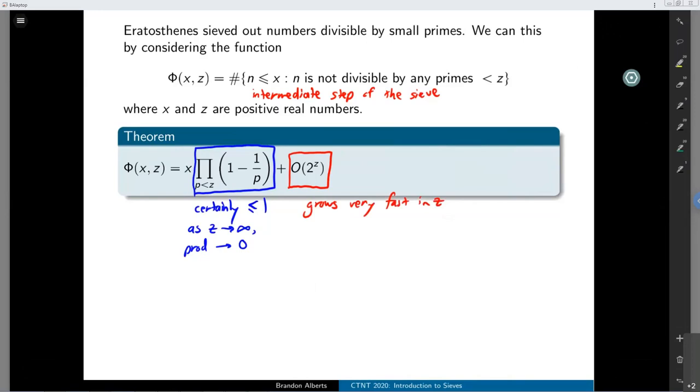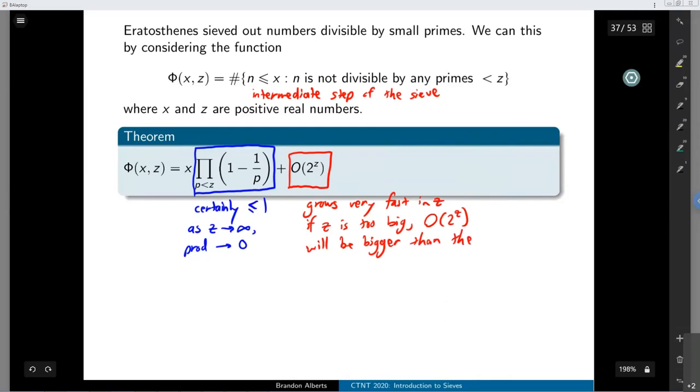That's a problem. If z is too big, big O of 2 to the z will be bigger than the main term, which I'm putting in quotation marks, because if the error is bigger than the main term, it's not really a good main term, is it?